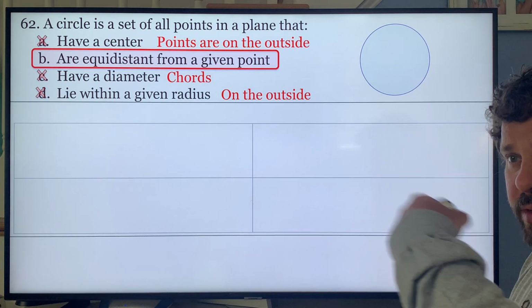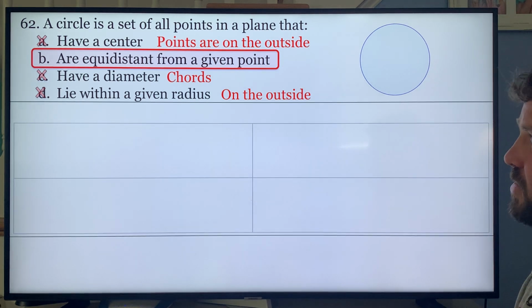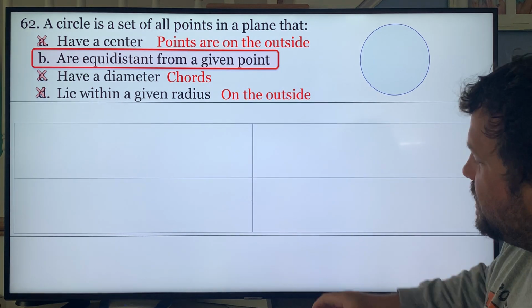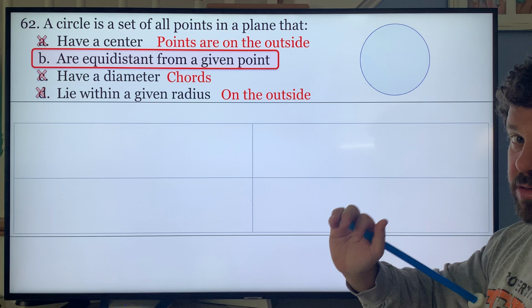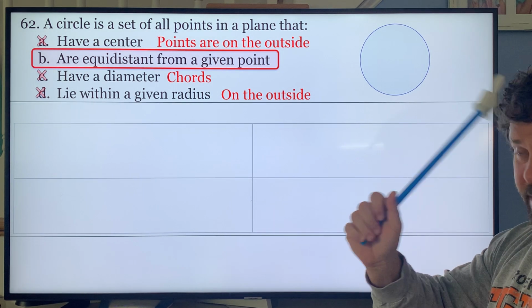So you have to be careful of what the questions actually ask. Got it? Even though most of these are true for a circle, it's not true for the set of points on the circle. Got it? You've got to think.